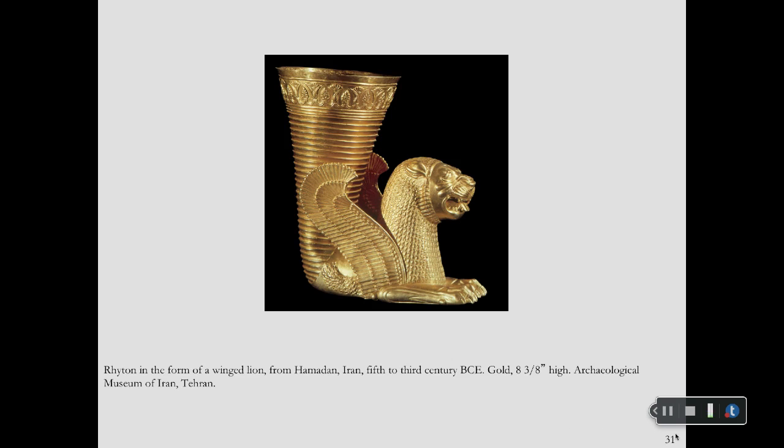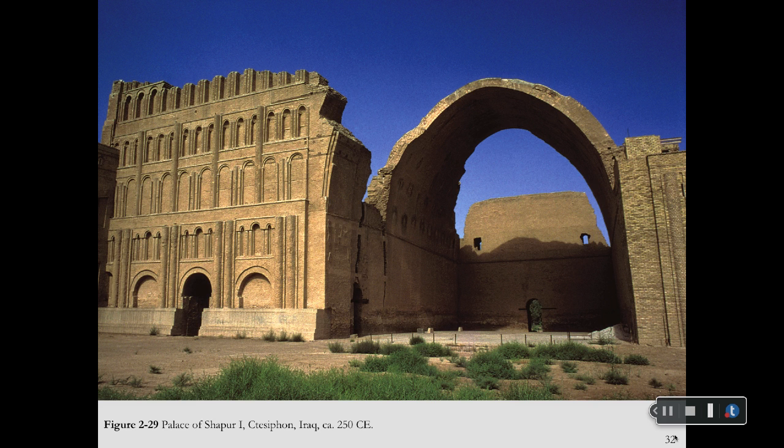From Hamadan, a rhyton, made of gold with a winged lion figure. The palace of Shapur I at Ctesiphon, Iraq, features a pointed arched audience hall called an iwan.